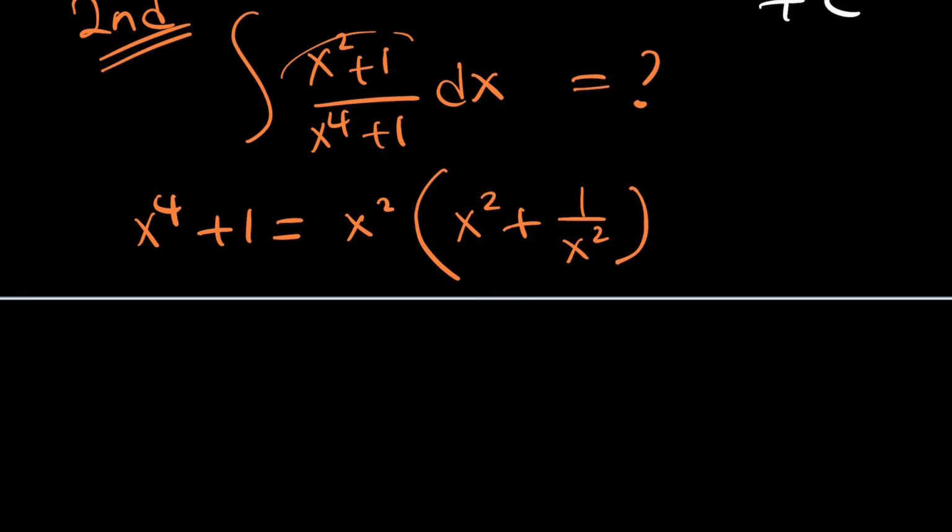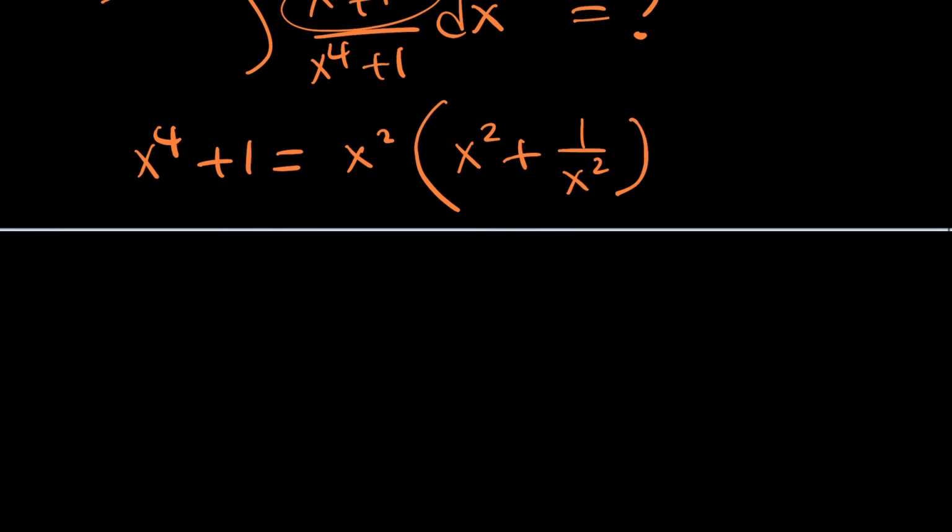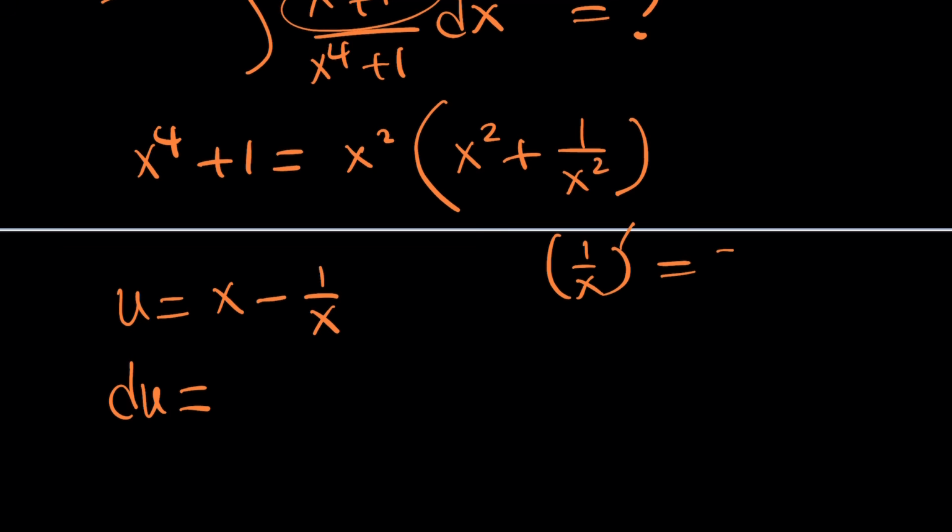This numerator tells us to use something like this. Again, this may not be obvious right away, but this will work: u equals x minus 1 over x. Now, the reason behind that is the derivative of 1 over x is negative 1 over x squared. So when you pick something like this, you're going to get that when you differentiate. Does that make sense? I hope it does.